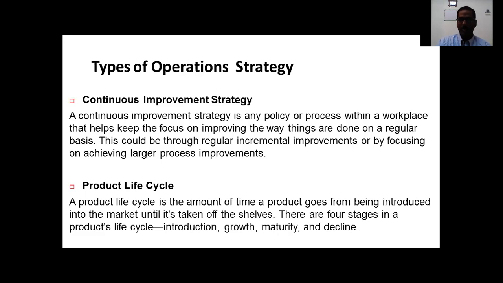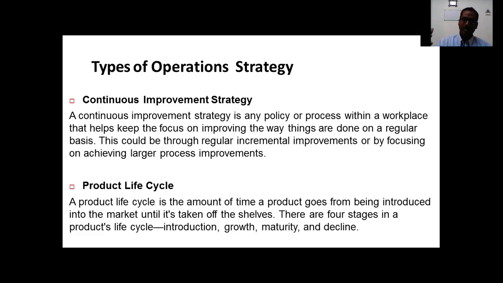So what happens? This will initiate regular or ongoing improvement in a production process or in serving our customers. Little by little, or gradually, it can give very substantial changes in the quality.